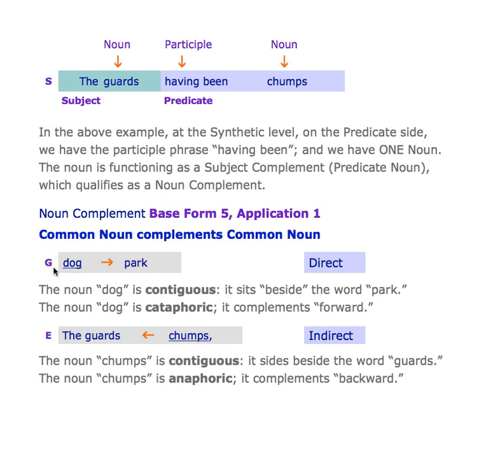It's straightforward, genuine, original. Now down here we see we're on the elliptical level. In other words, we've gone through the genuine and synthetic levels to get to the elliptical, and the elliptical would read, the guards chumps. Now that's an indirect form of complementation because again, we have gone through 2 levels to get to this. And ultimately we see the noun chumps is contiguous. It sits beside the word guards. The noun chumps is anaphoric. It complements backward. So compare this to the first example and you see we have a slightly different form here.